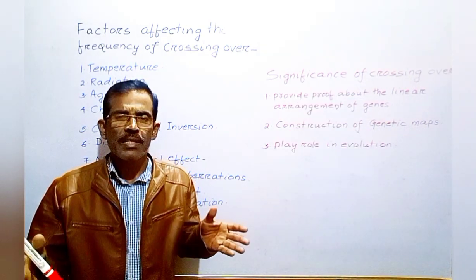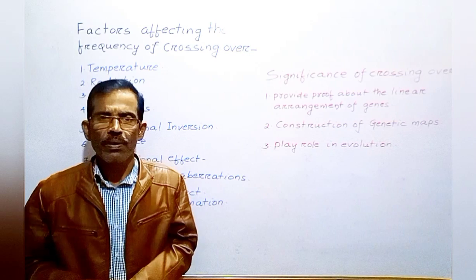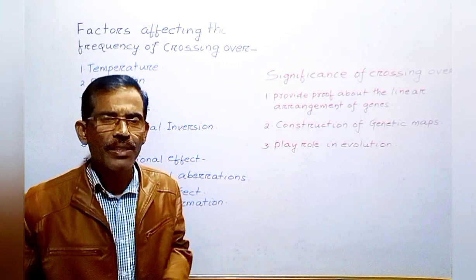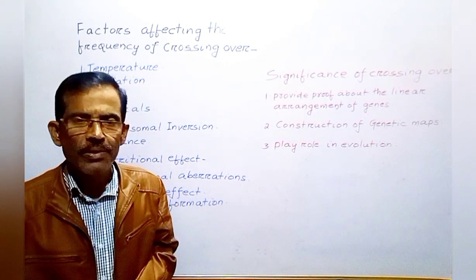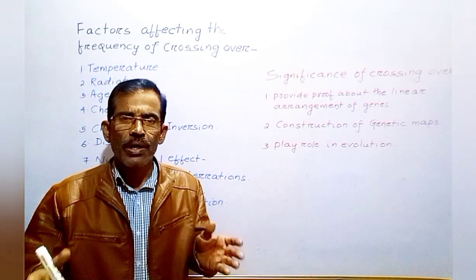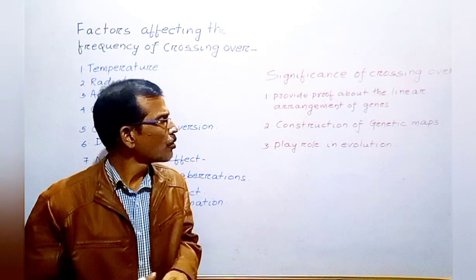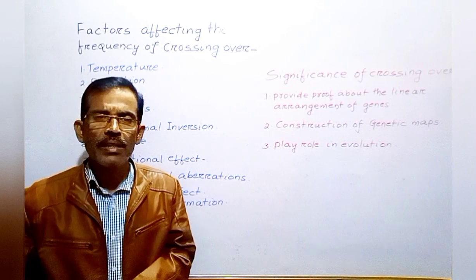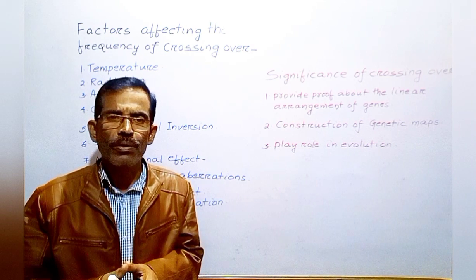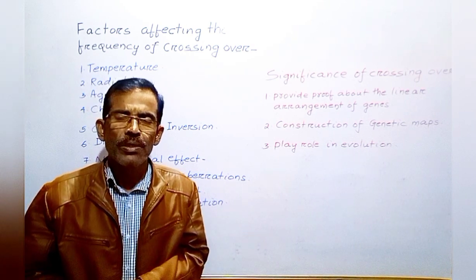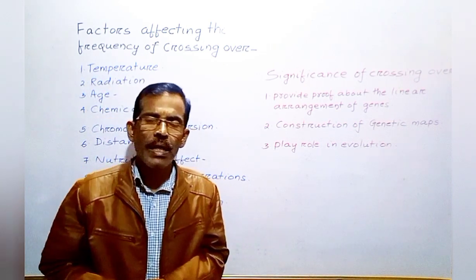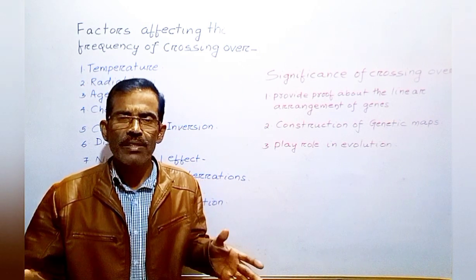Now let us discuss the significance of crossing over. First, crossing over provides proof regarding the linear arrangement of genes in a chromosome. Second, by obtaining data from crossing over between linked genes, we construct linkage maps and chromosome maps. And finally, as crossing over leads to the rearrangement of alleles, it plays an important role in the process of evolution. So friends, this is all about the types of crossing over, factors affecting its frequency and the significance of crossing over.